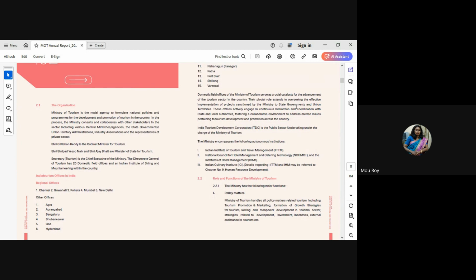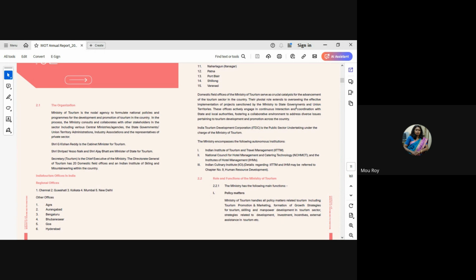There were quite a few hotels under ITDC, and the largest ITDC hotel is Hotel Ashoka, located in New Delhi. But many of the ITDC hotels are now being taken over by private organizations. Under the Tourism Ministry, the following autonomous institutions are there.